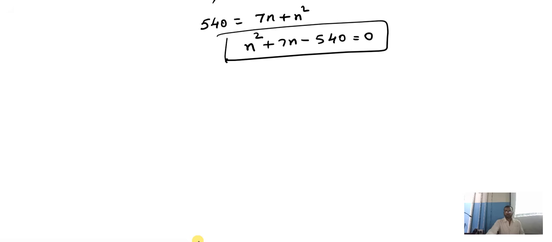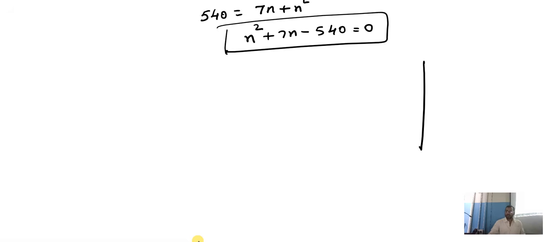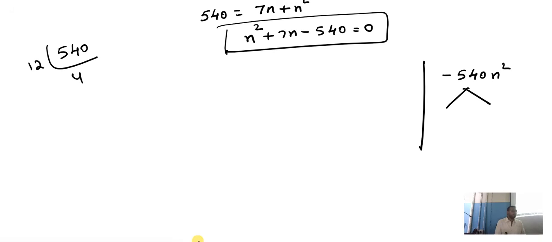That is my plus into minus, minus 540, n square. In which tables do we get 540? We don't know. Then apply our logic. Take about 10 tables. Shall we take 12 tables? Check it with 12. Does it go? 12 fours are 48. 54 minus 48. 12 fives are 60.